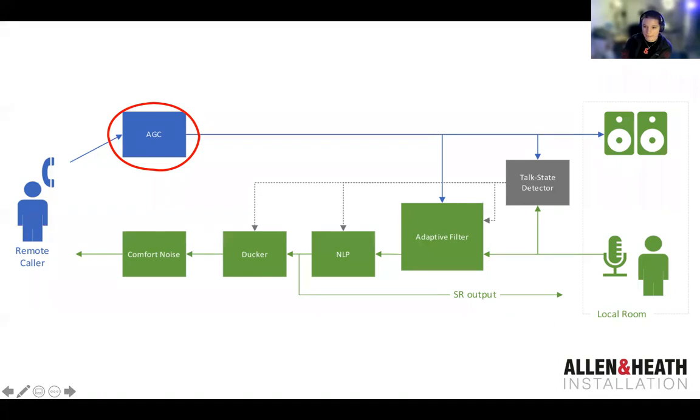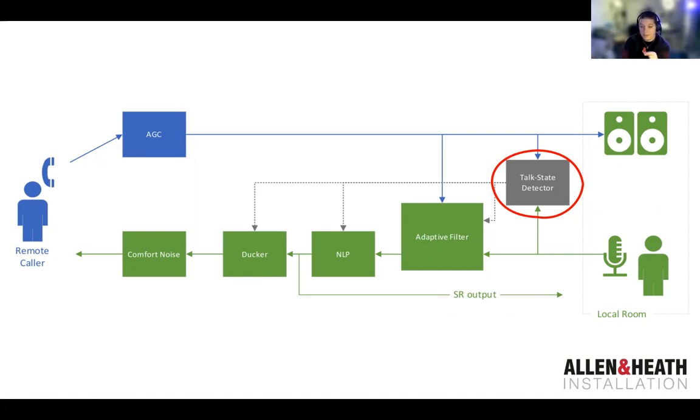Okay, so we were talking about the automatic gain control. Okay, got that. So then we've also got a talk state detector. What this does is identify voice activity and double talk for both the far end and the near end when they're speaking. So it determines one of 4 possible talk states. We've got the near end speaking and the far end speaking. That makes sense. Then we've also got both speaking, and then we have neither speaking.